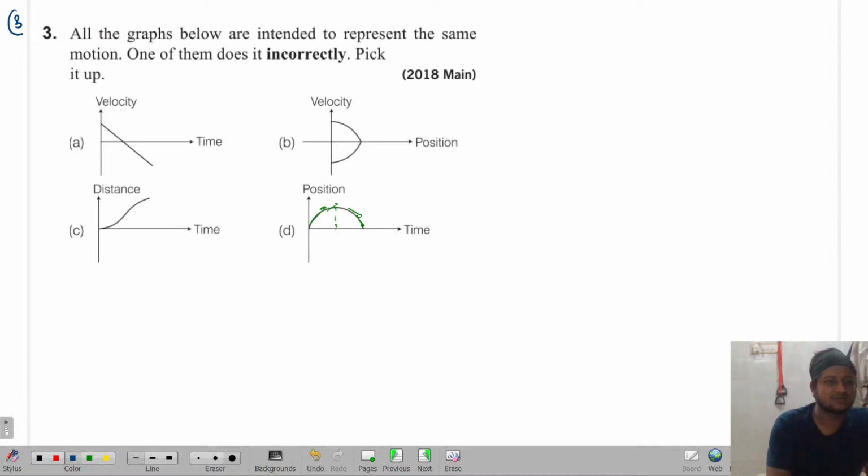Third question. Okay, 2018. All of the graphs below are intended to represent the same motion. First, read the question correctly. Okay, don't jump to the graph. What is it saying? All of the graphs below are intended to represent the same motion. One of them does it incorrectly. Pick that. Do it fast.